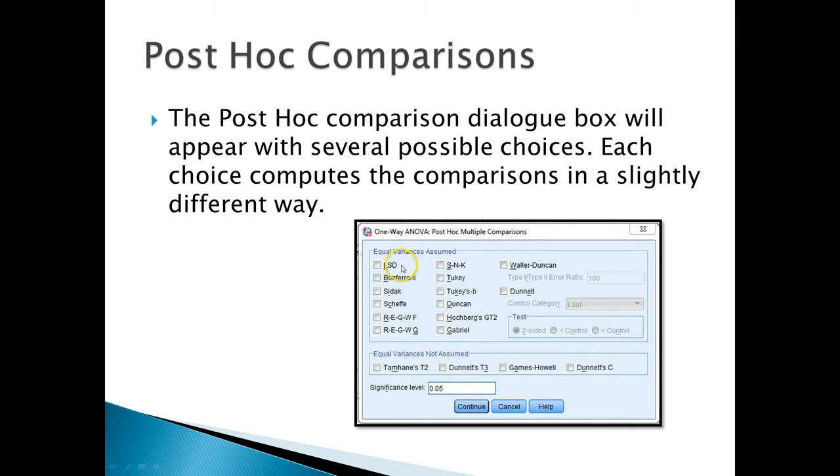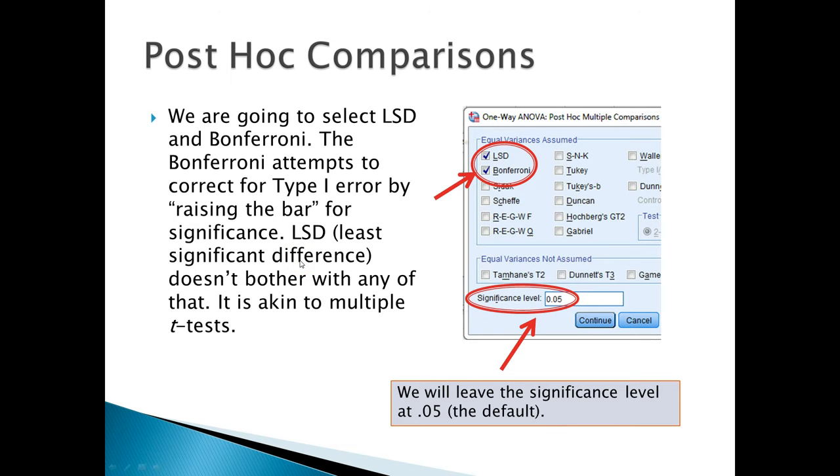And the two that we're going to monkey around with are the first one, LSD, and then the second one, Bonferroni. LSD stands for least significant difference, and Bonferroni stands for Mr. Bonferroni, who came up with this test. So what we do, again, I'll show you this in the classwork video. I'll walk through this in real time. But what we'll do is we'll pick both of these, and the significance level we're going to leave at the default level, which is 0.05.